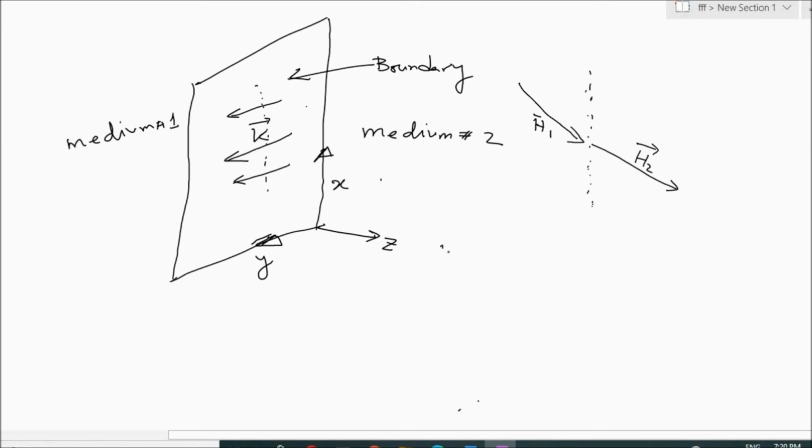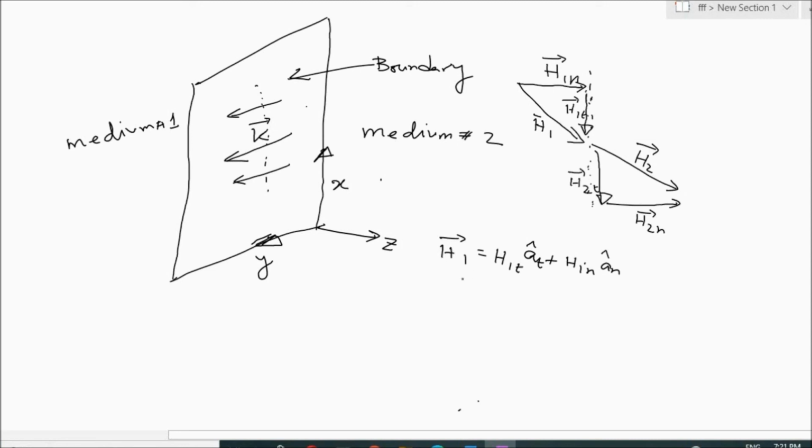So H1 has an expression like H1T in the AT direction and H1N in the AN direction. So this is H1T. I write in vector, and this is H1N. I decompose H2 as well, so this will be H2T and H2N. So H2 is H2T in the AT direction plus H2N in the AN direction.